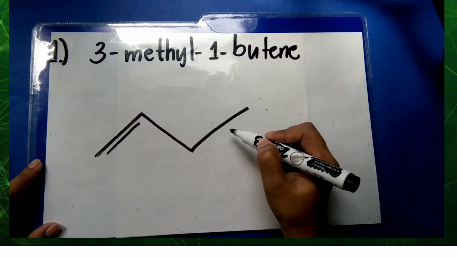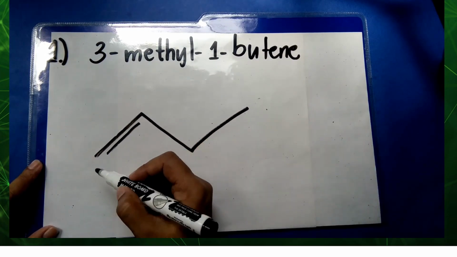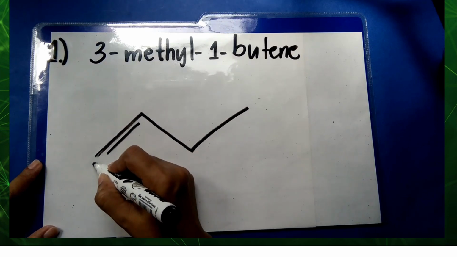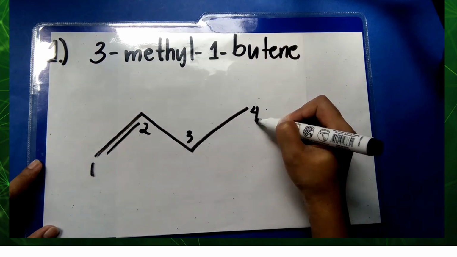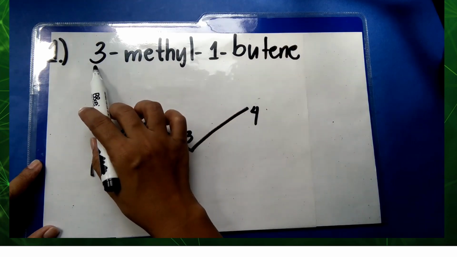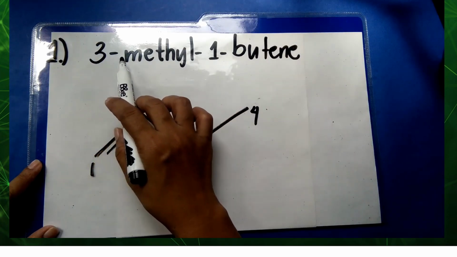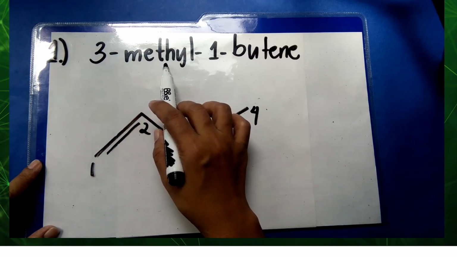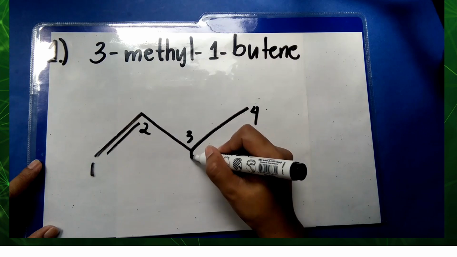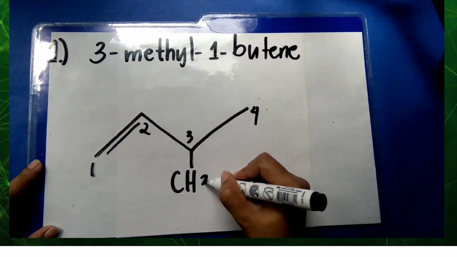In either way, it can be here or there. On the first, so let us number this one. So this is 1. We have 2, 3, and 4. And then on the third carbon atom, according to the given, there is the alkyl group, the substituent, which is the methyl. Okay, so I will draw here a methyl.